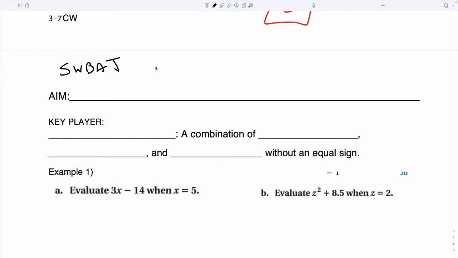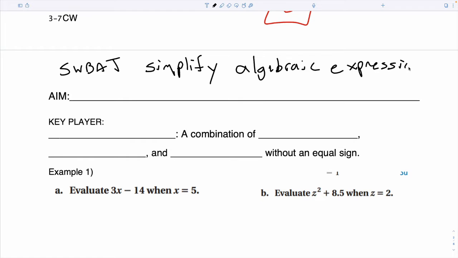Simplify. Algebraic expressions. Throw forward to paper. Algebraic. Two really weird words that you haven't seen before.